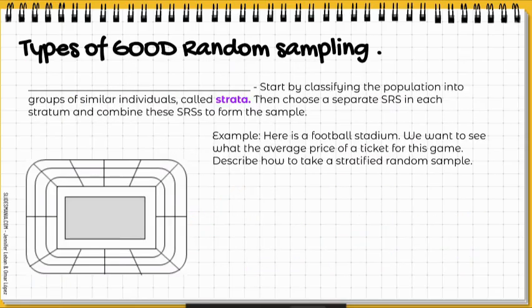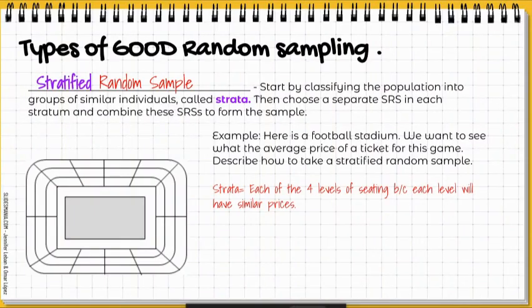Okay, types of good random sampling again. This is a stratified random sample. So you start by classifying the population into groups of similar individuals called strata. Then choose a separate simple random sample in each stratum and combine these SRSs to form a sample. Lots of vocabulary in there, but we're going to do an example so you'll understand a little better.